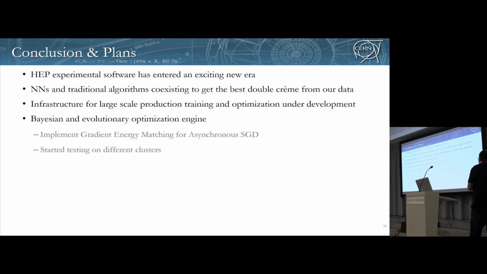Going to the conclusion: the high energy physics field is now entering this exciting new era of distributed neural networks. Traditional algorithms together with neural networks might coexist in order to get the double crème out of our data. What we are developing is infrastructure for large-scale production training and optimization. We are looking into implementing GEM, as I told you, and starting testing on different clusters as soon as we get some allocation for them. Thanks, that's it.